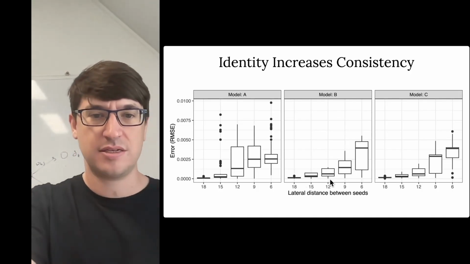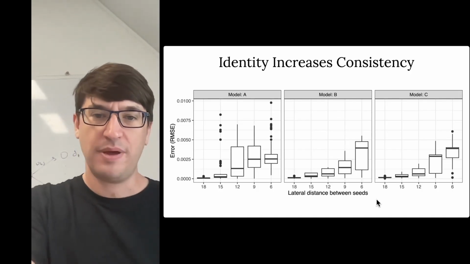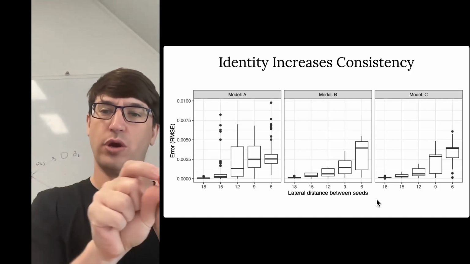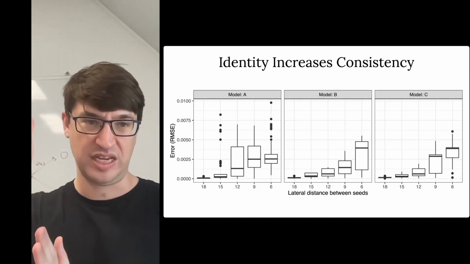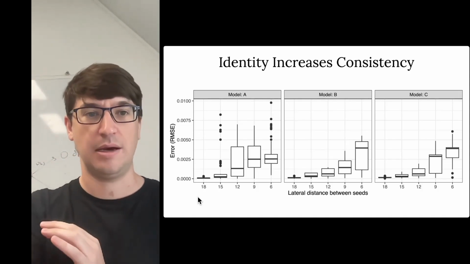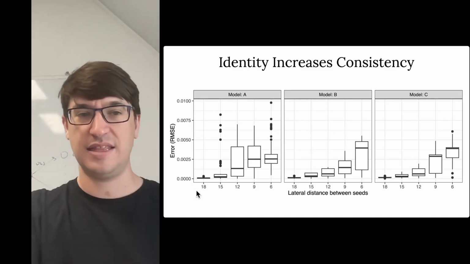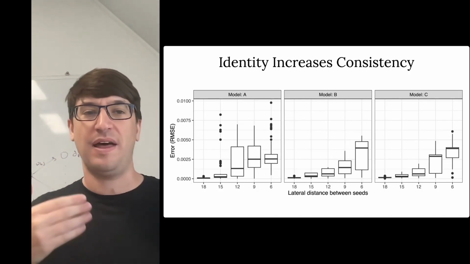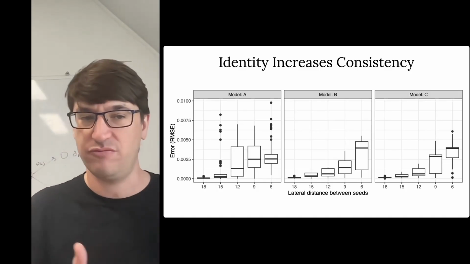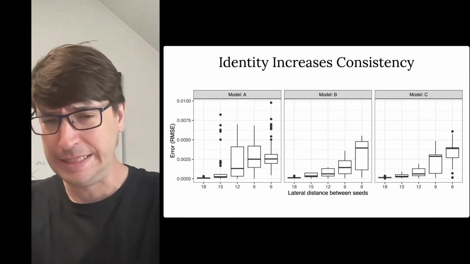Each of these values across the bottom here are the lateral distance. So they're getting closer and closer as we go towards the right. That's why we're seeing an increase in error. And you can see up the vertical axis here, this is our error. Error is not really the best term to use here. It's basically difference from that idealized image. We're just using root mean squared error because it's convenient.